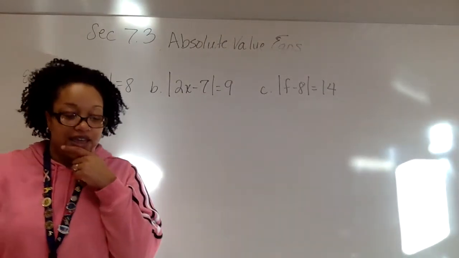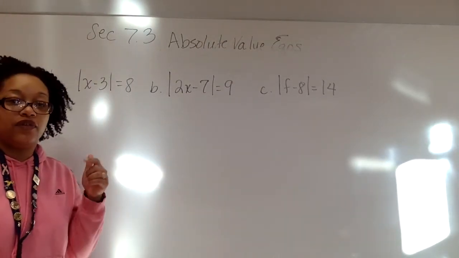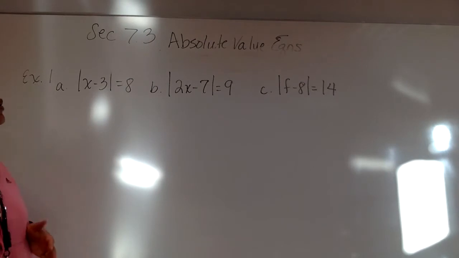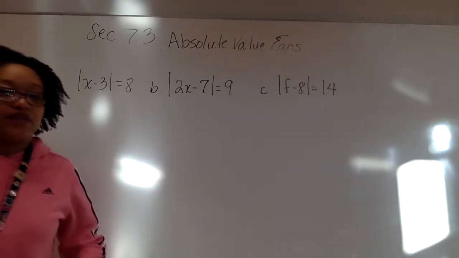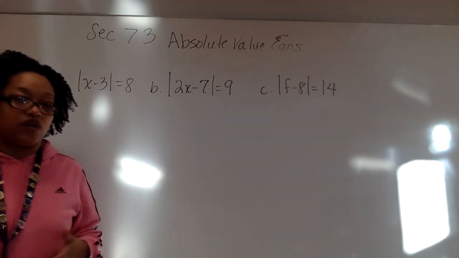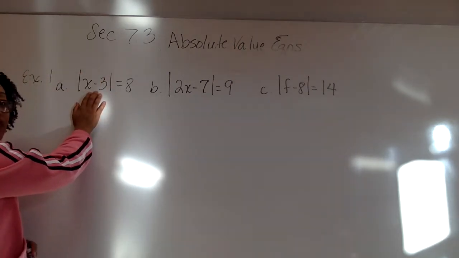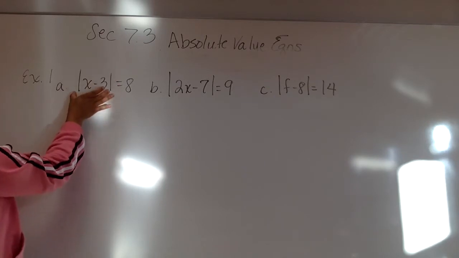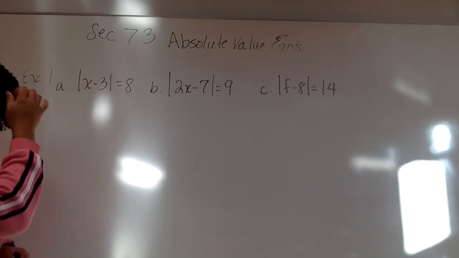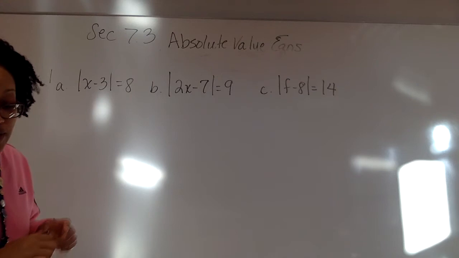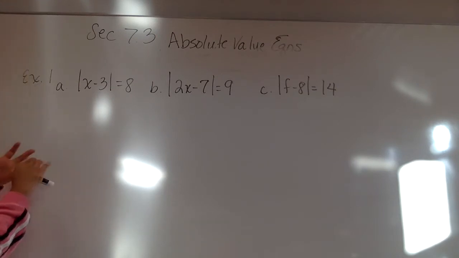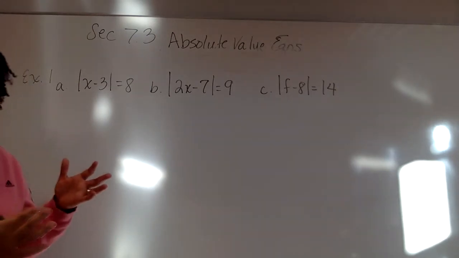All right, so let's take a look at example number one. You've got three problems that we're gonna focus on. I'm gonna show you how this absolute value equation thing works. So for letter A, we have this expression, x minus 3, in our absolute value bars, and it's equal to 8. So what you've got to realize is we don't know what x is. That's why we're solving for it.